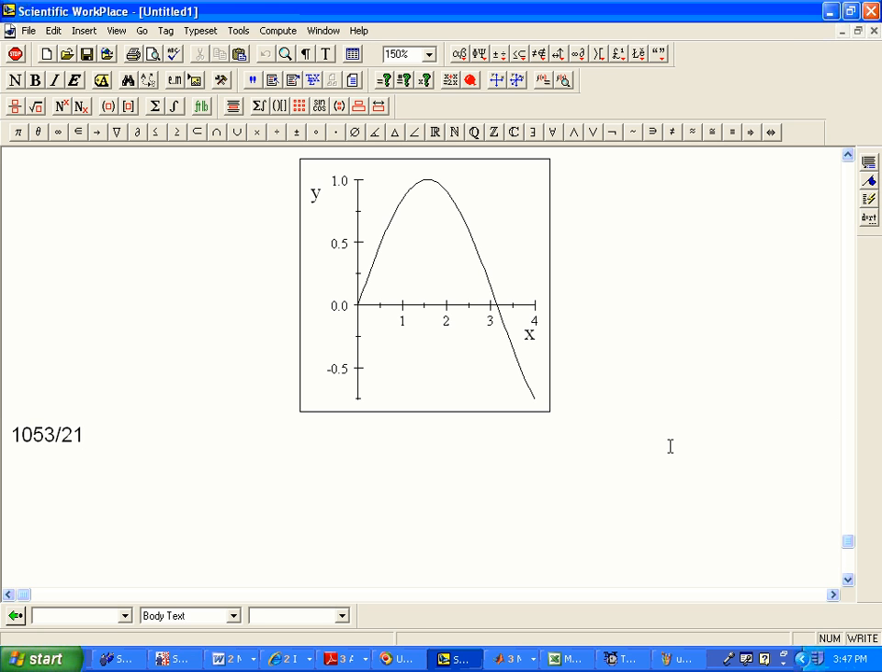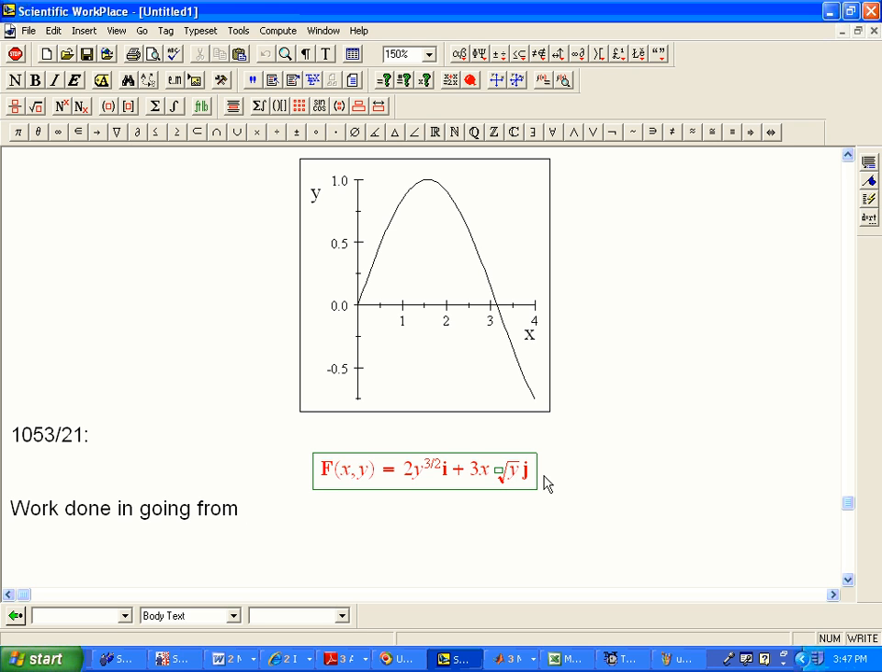Number 21. We've got F of x, y, a vector field, equal to 2y to the 3/2 i plus 3x root y j. We are asked to do a work calculation for this force field: the work done in going from P, which is (1, 1), to Q, which is (2, 4). And they don't tell us the path.